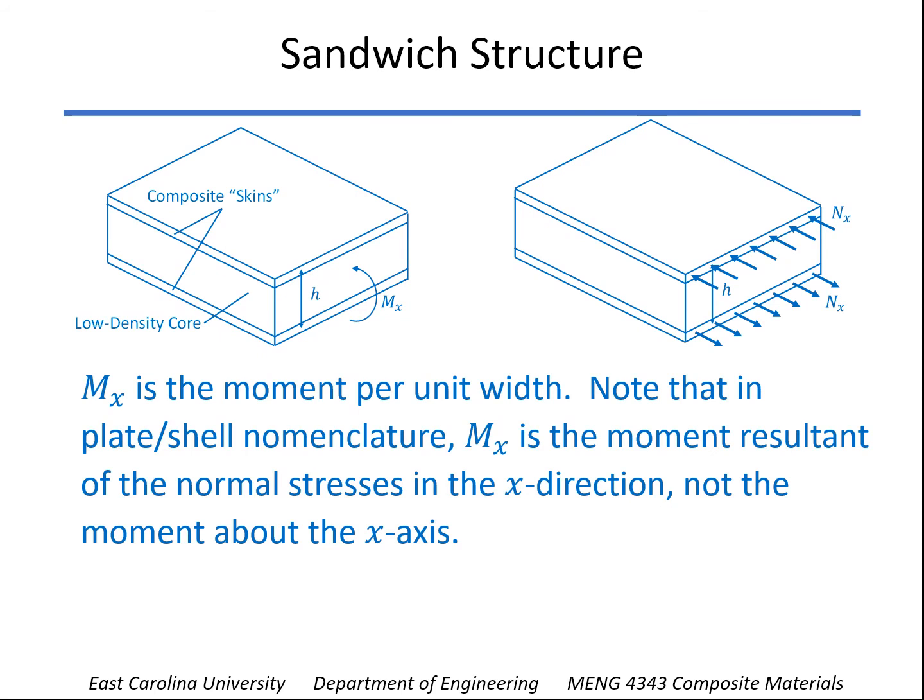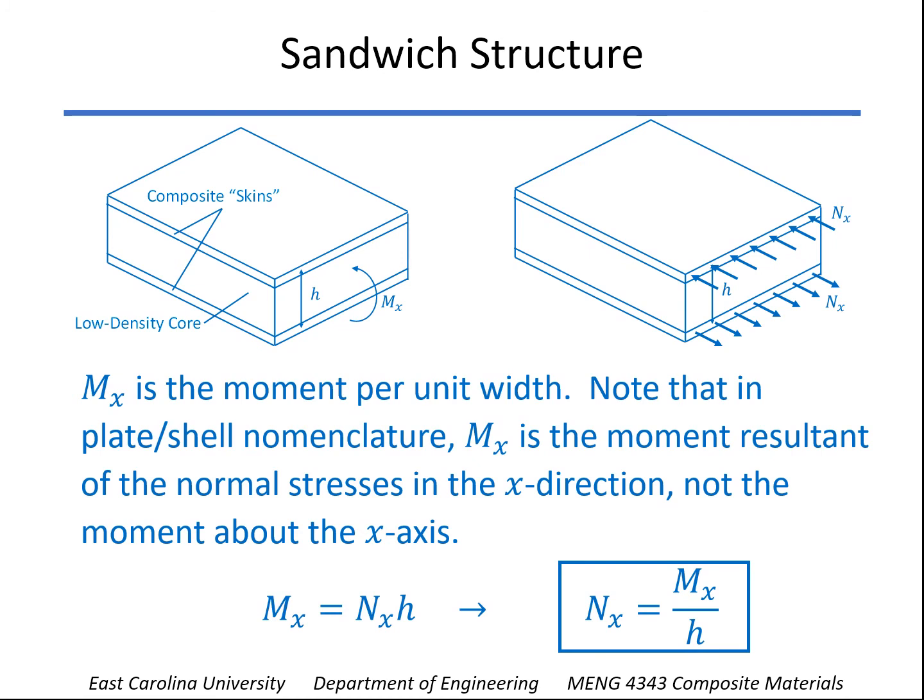And just like N of x is a force per unit width, M of x is the moment per unit width. Now, a little bit different nomenclature than what you may have learned in mechanics of materials. When you talk about plates and shells, when we say M sub x, it's not a moment about the x-axis, but rather it's the moment resultant of stresses that are in the x direction. So again, we can look at these N sub x's and the distance apart and say that will result in a moment, M sub x.